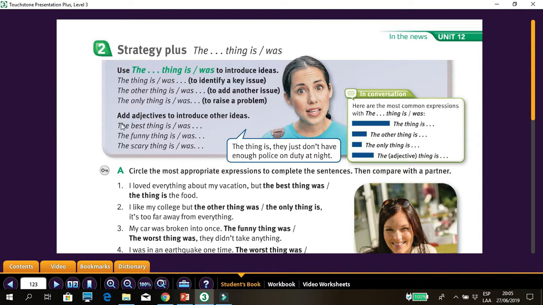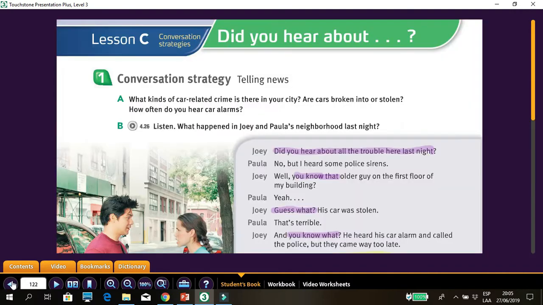Okay? You can also add adjectives to introduce other ideas. The best thing is or was. Is for present, was is for past. The funny thing is or was. And the scary thing is or was. Okay? So let's go over the conversation that we saw earlier.